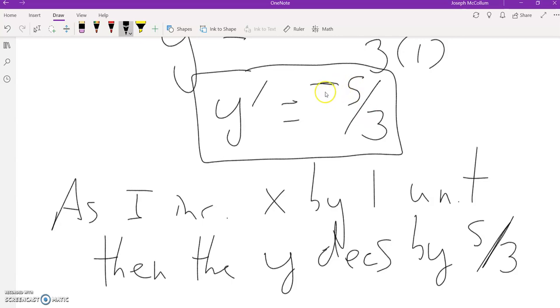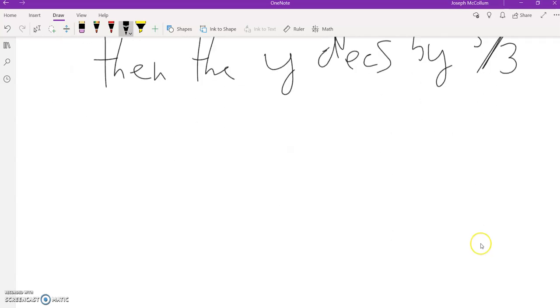Because of this negative, it tells me my rate of change is decreasing. So as I increase the x by 1 unit, and whatever x stands for, it could be units, could be time, whatever x stands for, as we increase by 1 unit, this is what's happening to the y, whatever the y stands for. So then the y will decrease by 5/3 of a unit, so just under 2 units. And that's our answer.